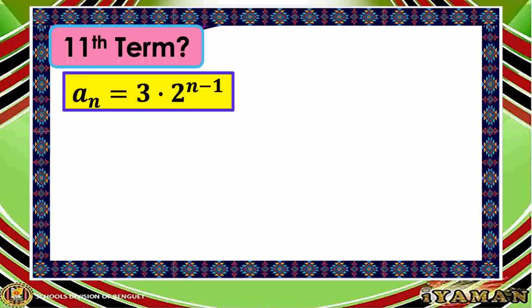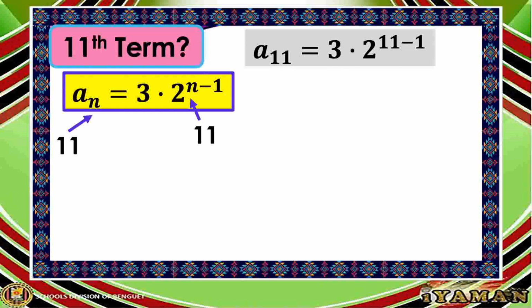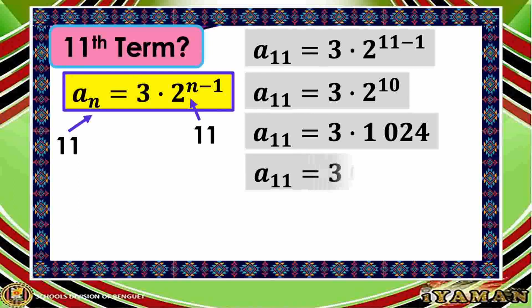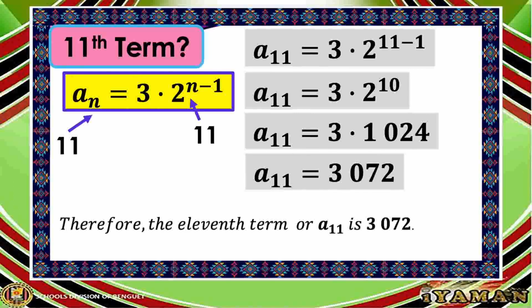So if we want to find the 11th term, all we have to do is replace n with 11. So that means we will have 3 times 2 raised to 11 minus 1. Simplify that, we have 3 times 2 raised to 10. 2 raised to 10 is 1024. Multiply it by 3, that gives us 3072. Therefore, the 11th term, or a sub 11, for this sequence is 3072.